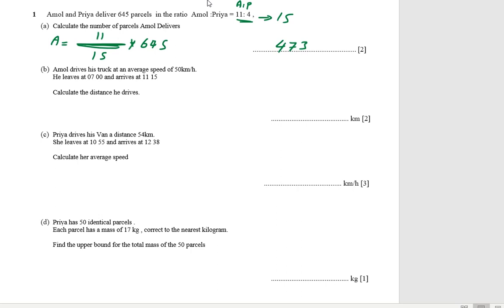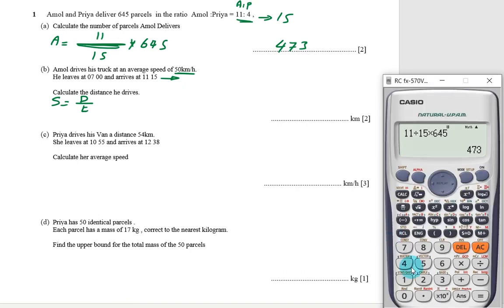Amul drives his truck at an average speed of 50 kilometers per hour. He leaves at 7 and arrives at 11:15. Calculate the distance he drives. So speed is equal to distance divided by time. Speed is 50 kilometers per hour, and he starts at 7, arrives at 11:15. Let us calculate the time.